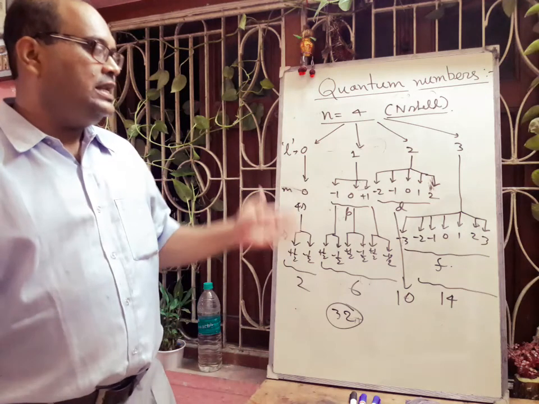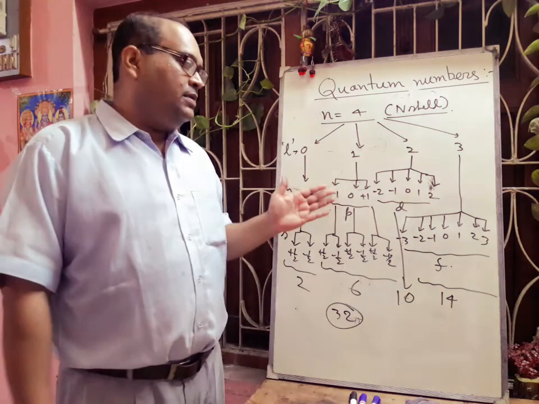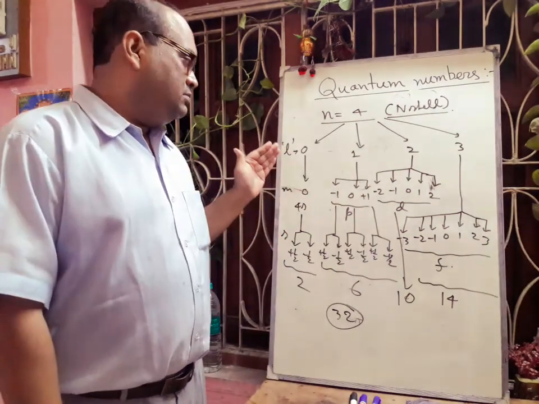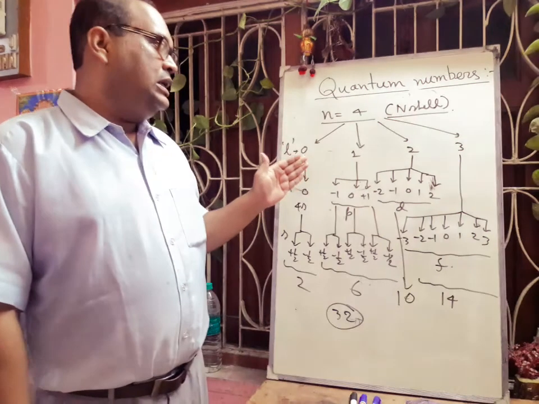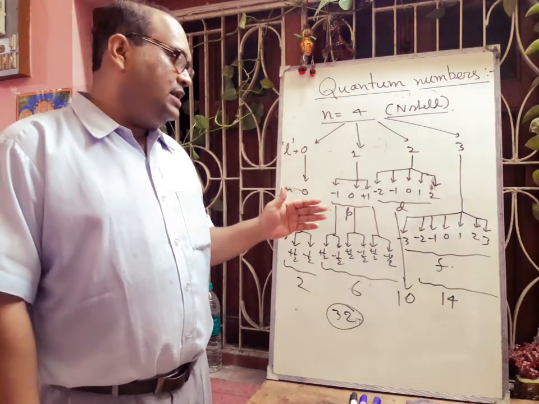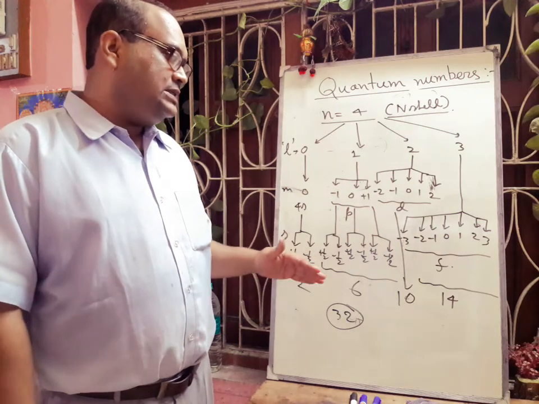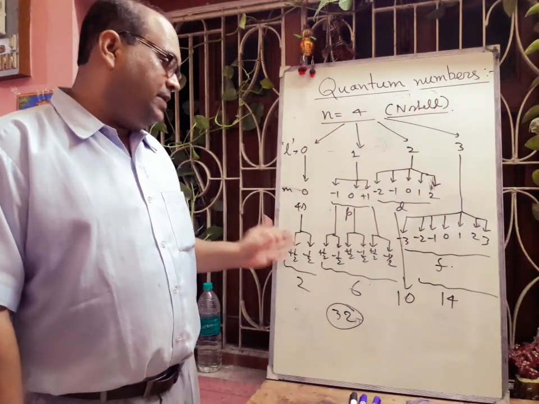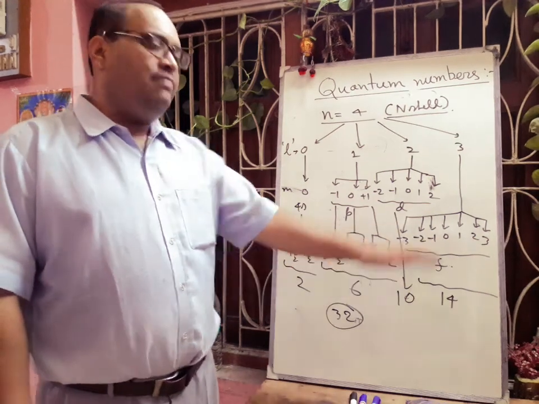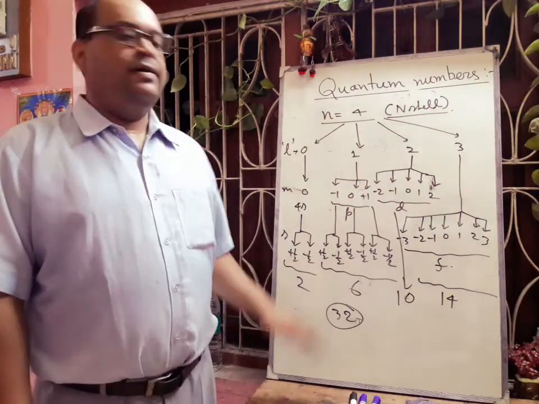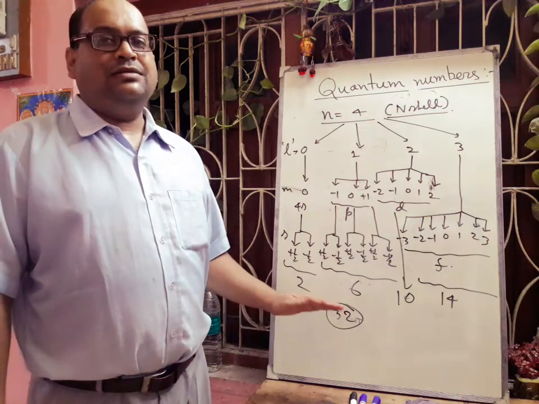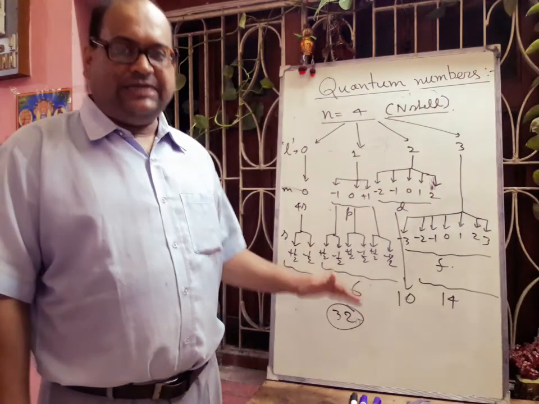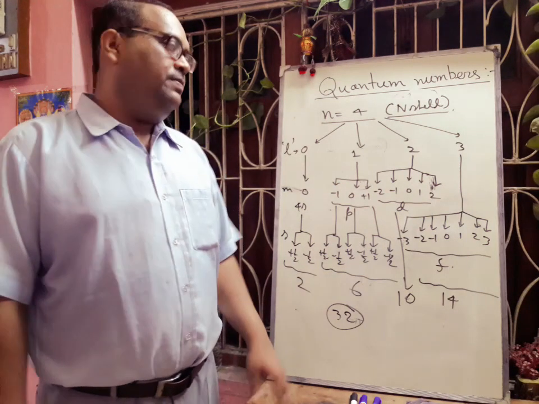In this way we can easily understand the number of shells and subshells, the number of orbitals, the azimuthal quantum number, magnetic quantum number, spin quantum number, and the total number of electrons present in a particular shell, that is, the maximum number of electrons. Hope you can understand.